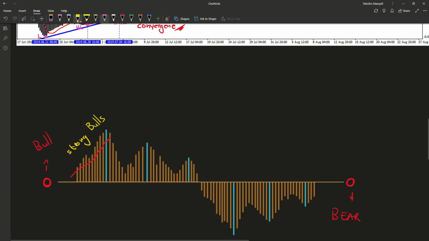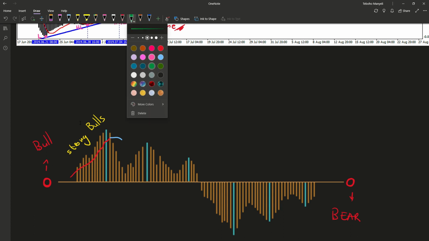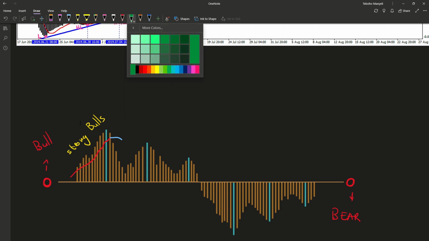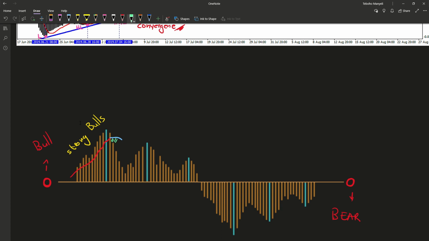All right. Then as soon as that moving average leaves the histograms, what color can we use for this? I think green or light green would be beautiful. Yeah, this green here. So as soon as we see space between the histogram and the moving average, this is a signal that indicates that the bulls are now weak. Alright, so this serves us as a sell signal.